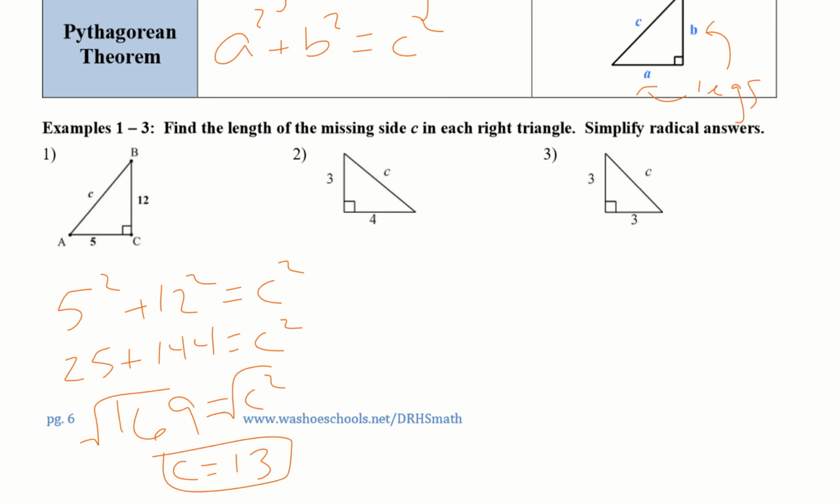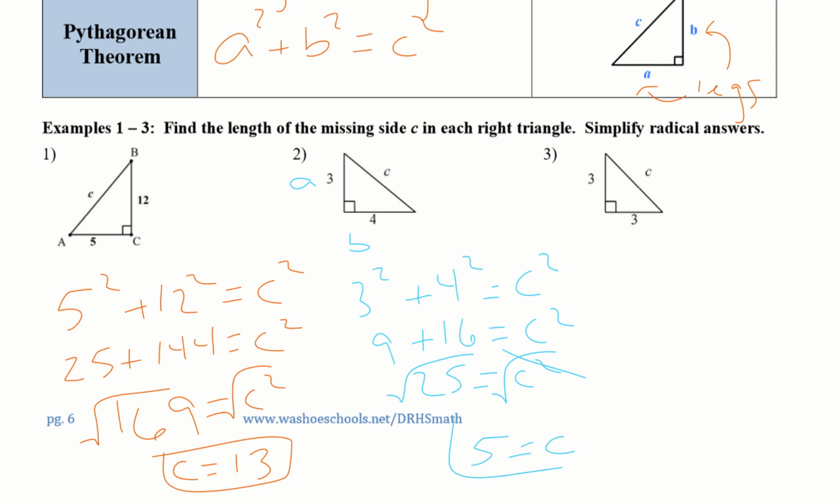Okay, now I have number 2. Once again, we're given a and b, which is our legs. So I have a squared plus b squared equals c squared. So 9 plus 16 equals c squared. Now I have 25 equals c squared. Take the square root to get rid of that square. And now 5 equals c.